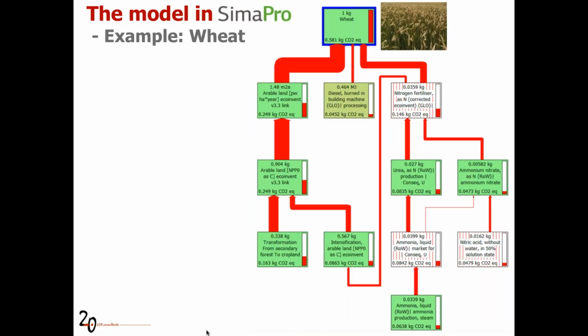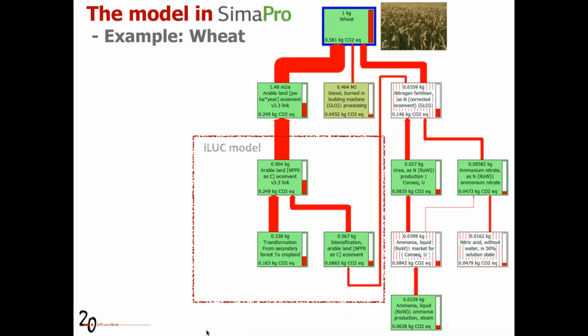So what you would obtain at the end is, of course, a graph, a network, where you can see that in the bottom left, there are the results of our indirect land use change model. You can see that it is the contribution of intensification of arable land and transformation from secondary forest to cropland. So you can see here there is both an indirect land use change in terms of intensification and in terms of transformation of land at the frontier, as we showed at the beginning.